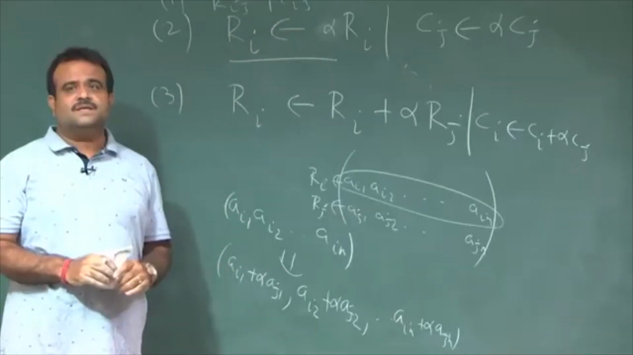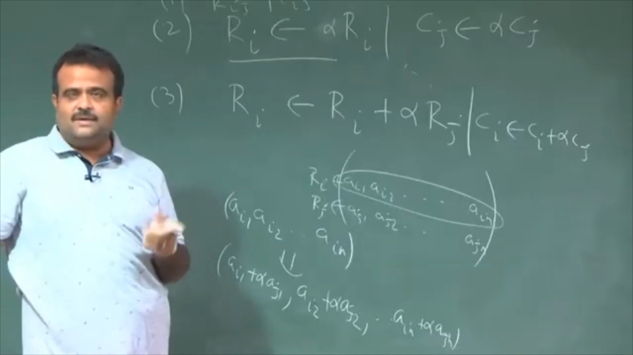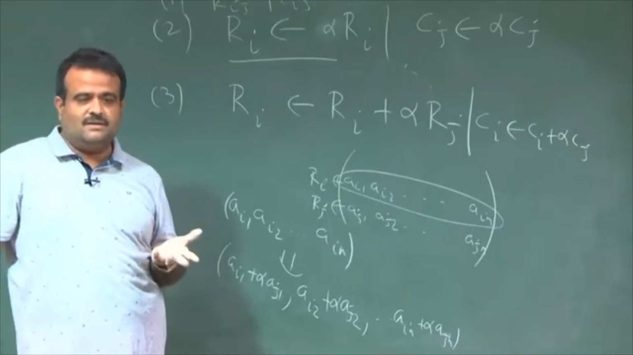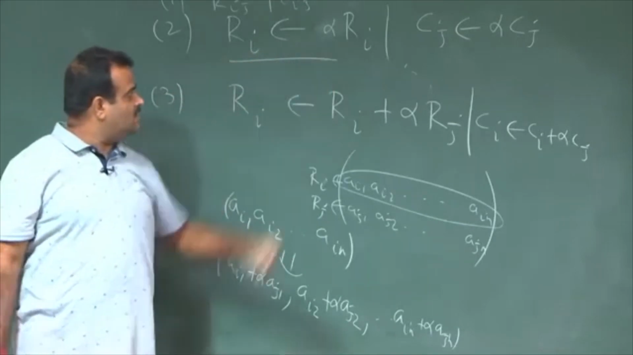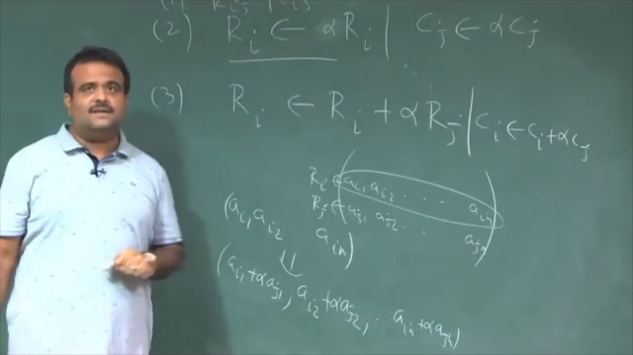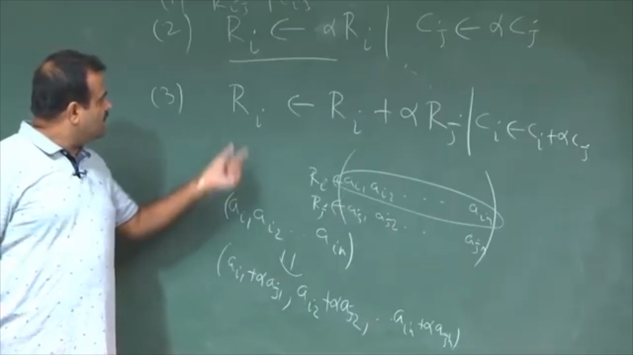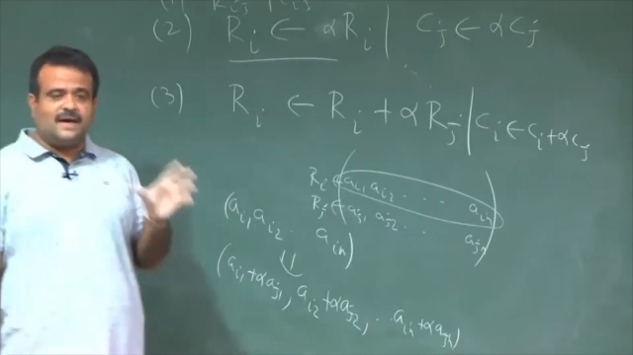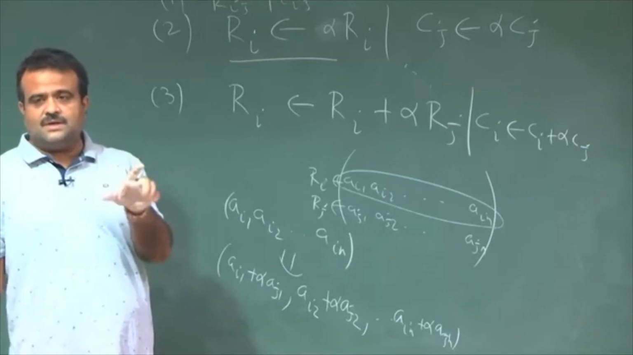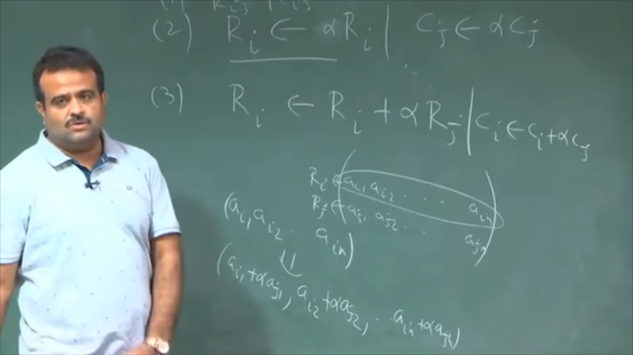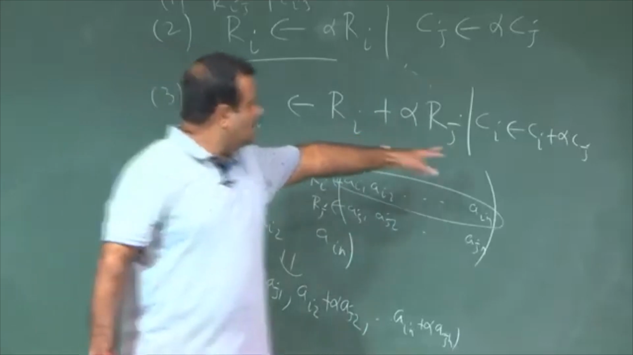The second operation is we have a row, the ith row, and we multiply it with some scalar, some real number, a field element, and the row is replaced by that. Similarly for the column. Another elementary operation is that we replace the ith row by the ith row plus some constant scalar times another row. That is similar for the column operation.